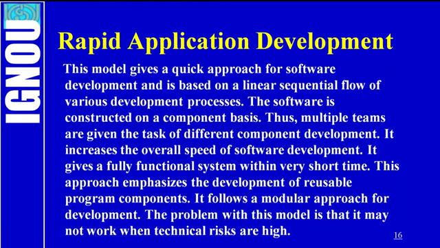Now, the final software development model is rapid application development. This model gives a very quick approach for software development and is based on a linear sequential flow of various development processes. The software is constructed on a component basis, so multiple teams are given the task of different component development. It increases the overall speed of software development. It gives a fully functional system within a very short time. This approach emphasizes the development of reusable program components. It follows a modular approach for development. The problem with this model is that it may not work when technical risks are high.